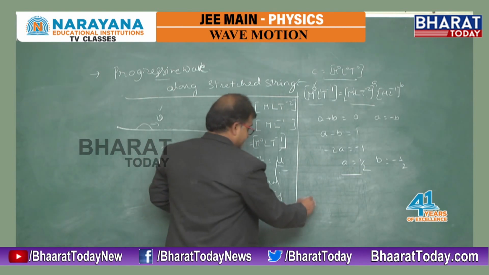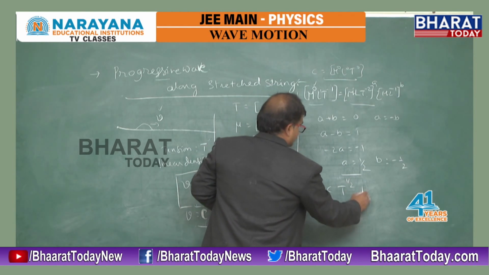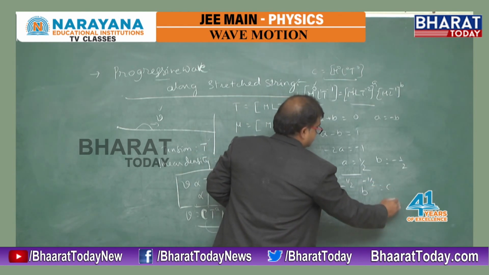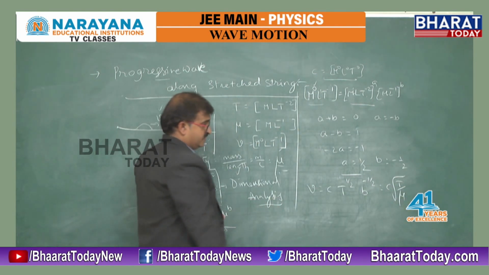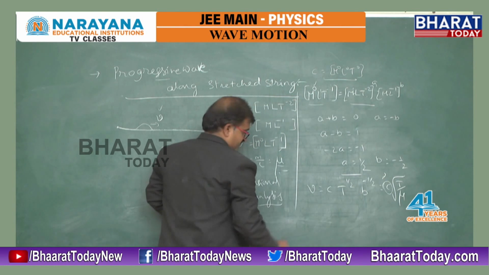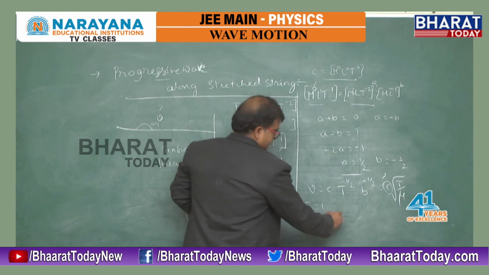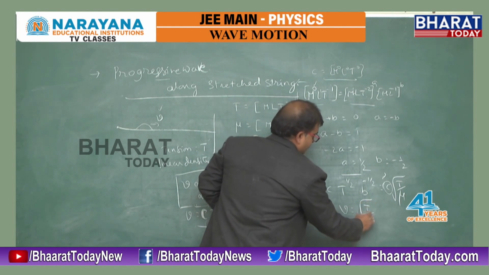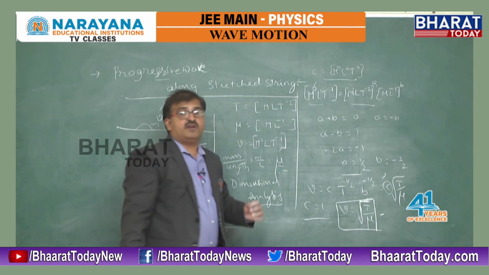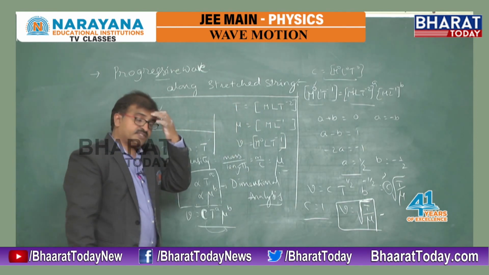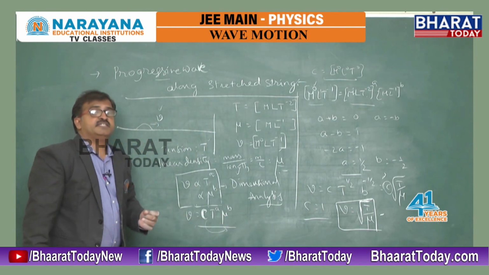So based on this, v equals c into T power 1 by 2, mu power minus 1 by 2, that is c into root over T by mu. Further calculation shows that c equals 1. Therefore, v equals root over T by mu will be the velocity of the transverse wave or the progressive wave traveling through that string.